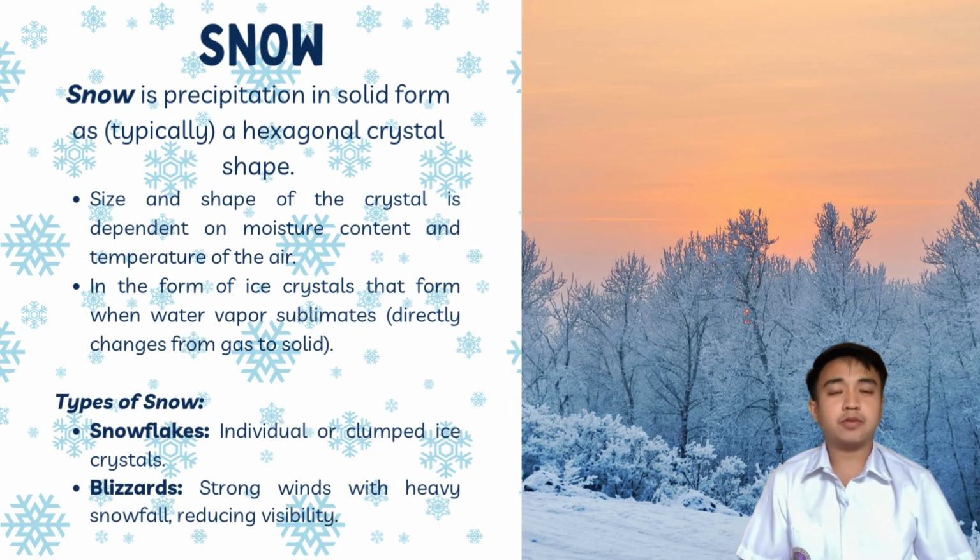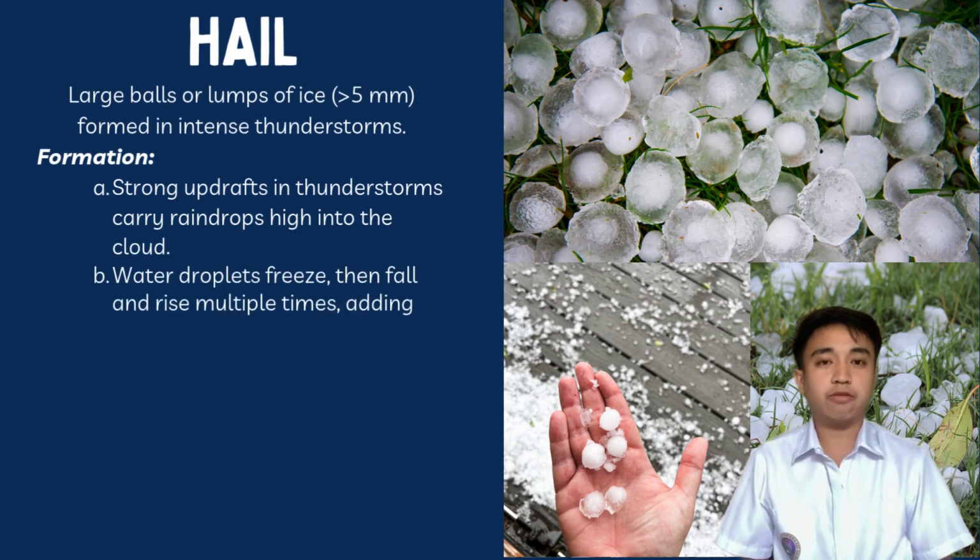The other type of precipitation is snow. Snow occurs when water vapor freezes directly into ice crystals without passing through a liquid stage. It typically forms in cold temperatures. Snow is vital for regions that depend on snowmelt for their water supply, and it also affects transportation and daily life during winter. We also have hail.